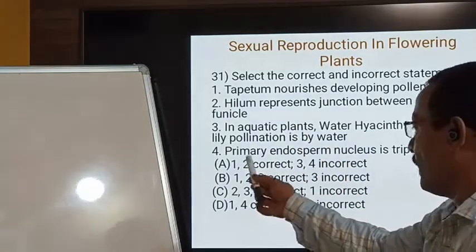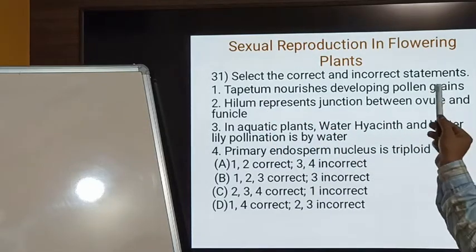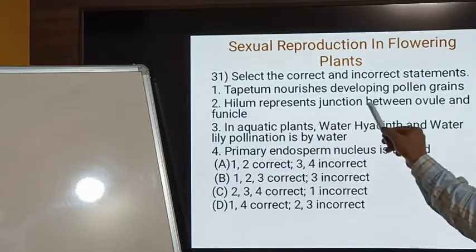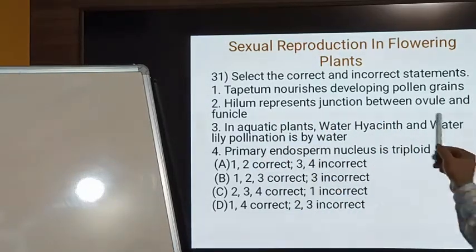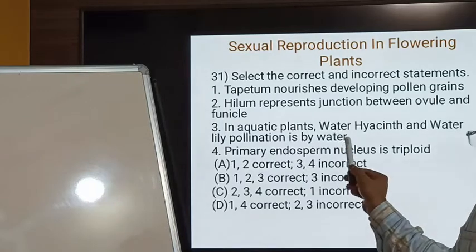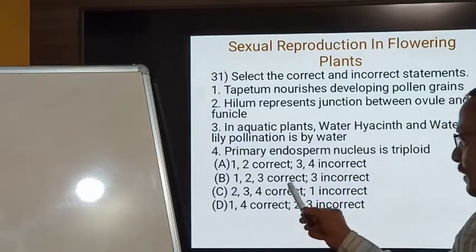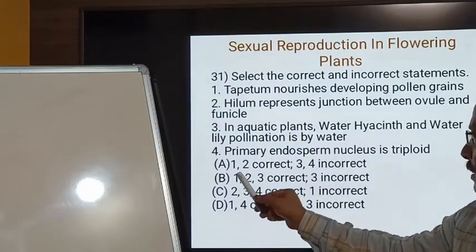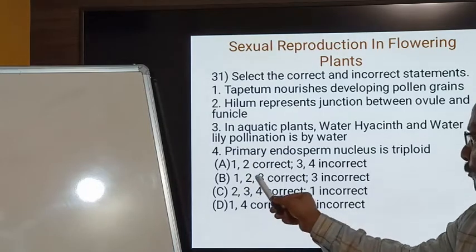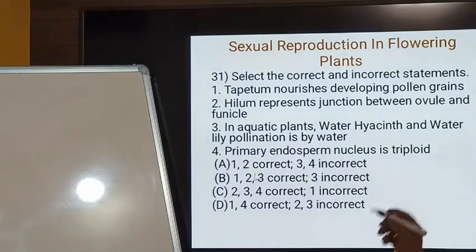Here they have not given the correct option. See, tapetum nourishes the developing pollen grains, right? Ileum represents the junction between ovule and funicle, right? In aquatic plants, water hyacinth and water lily, pollination is by water. Wrong. Primary endosperm nucleus is triploid. So check this option. Statement 1, statement 2 and statement 4 are correct. The third statement is incorrect. Next question.